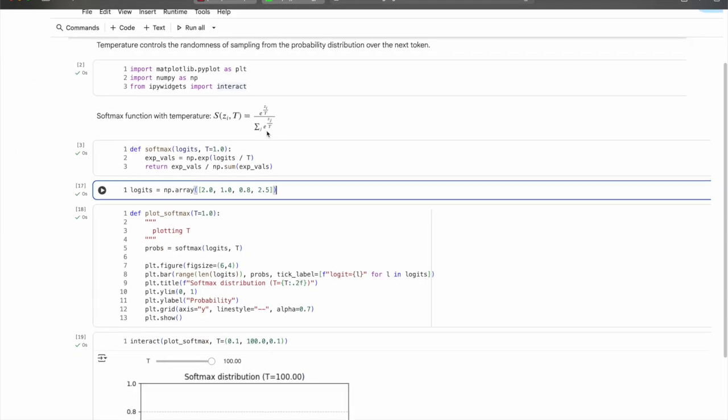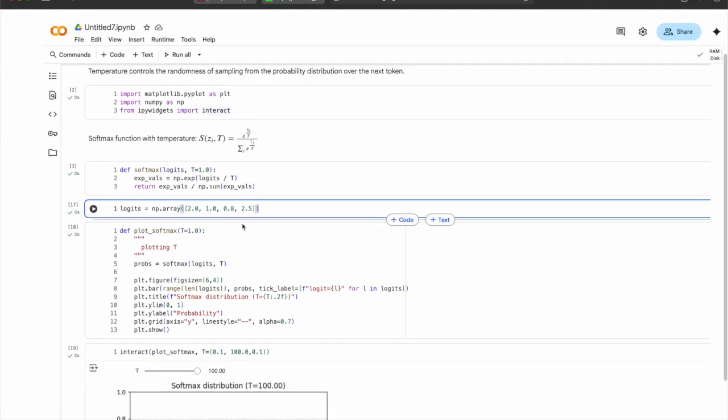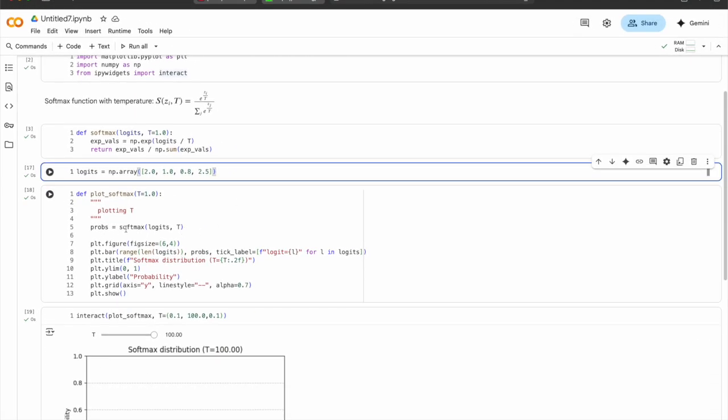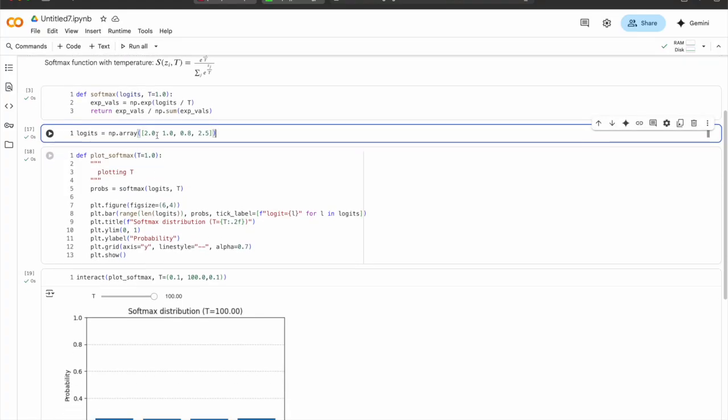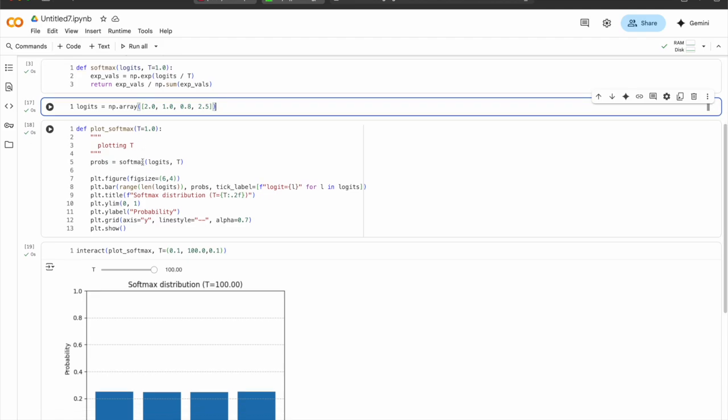Basically it means that the lower the temperature, the highest value will remain the highest, and if we increase the temperature, it will give less weight to the highest value. Suppose this is the highest value, so it will give less probability to this one. So we'll see this, as I wrote a function to plot the probability distribution in relation to the temperature parameter.